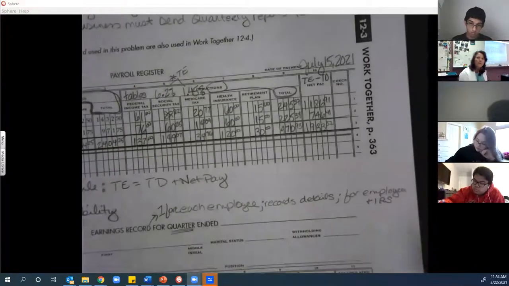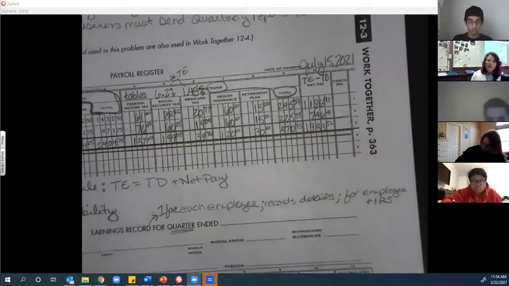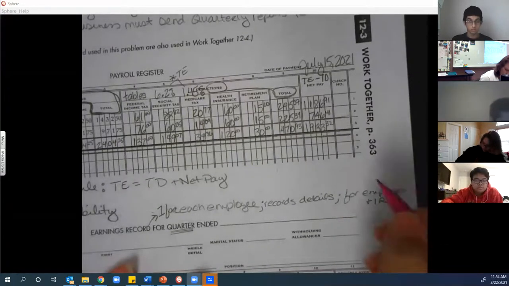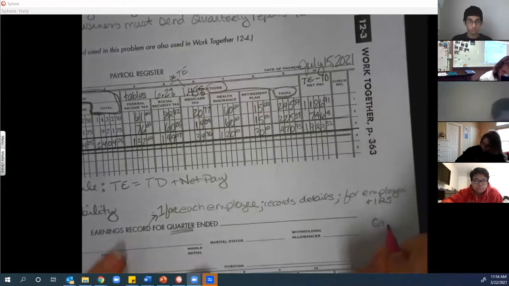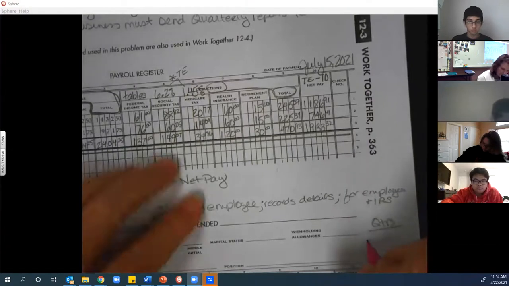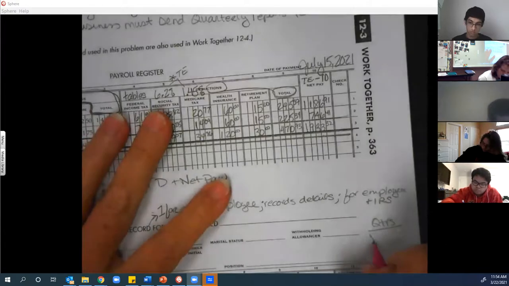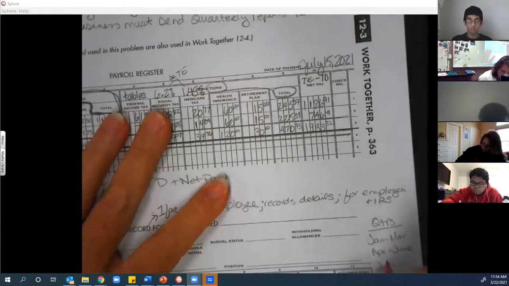If you take 12 months of a year and divide it into 4, you get January, February, March as quarter 1, April, May, June as quarter 2. So quarters are January through March, April through June, July through September, and October through December.